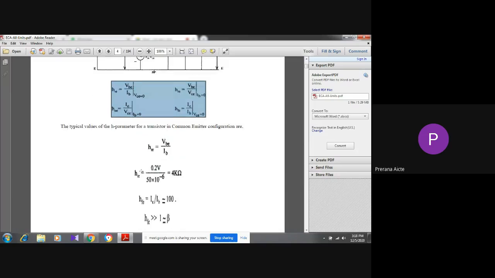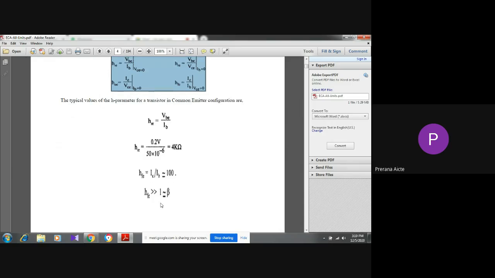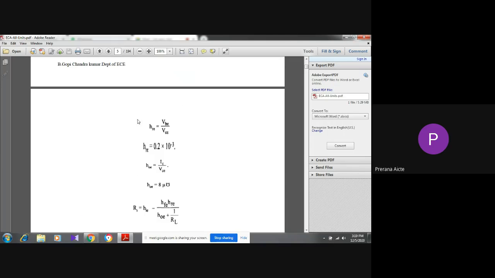Now let's take one simple example. See, this is HIE, input voltage by input current. Now you substitute the values. HIE is equal to VBE by IB, and here I substituted the VBE value as 0.2 volts, IB value 50 microamperes. So what is the value? 4 kilo ohms. Similarly, HFE, IC by IB. If you substitute the IC and IB values, approximately we will get 100. These are some relations. HRE, 0.2 into 10 power minus 3.